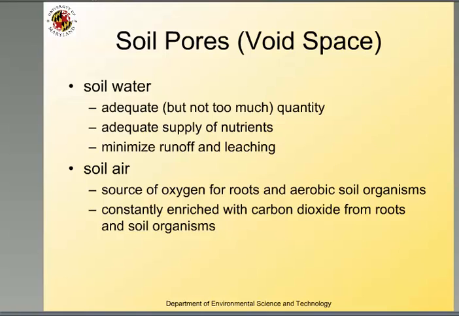Okay? Soil water, we want there to be enough of it so that our plants aren't water stressed. We also want the water in the soil, or what we call the soil solution, to have an adequate supply of nutrients. And we certainly want to minimize the loss of that water by either runoff or leaching if we can. Right? Soil air, on the other hand, is the source of oxygen for roots and the aerobic soil organisms. And it needs to be constantly enriched with oxygen because carbon dioxide is always being released and oxygen used up. We need to get oxygen back in the soil and carbon dioxide out.